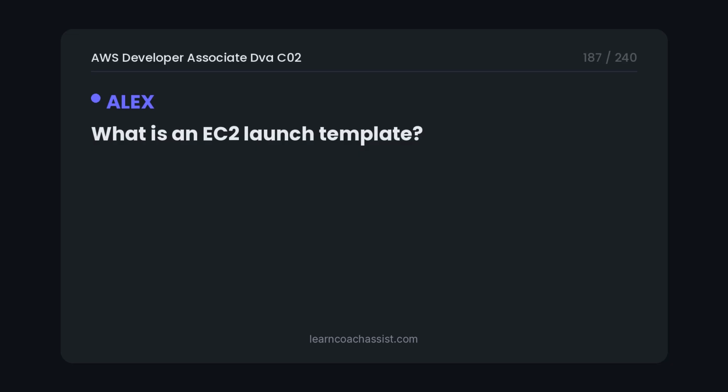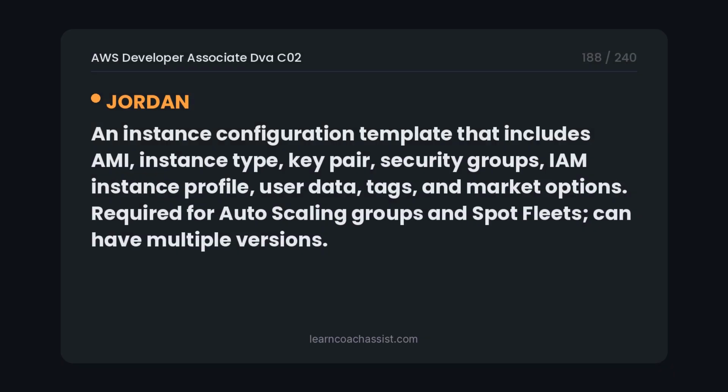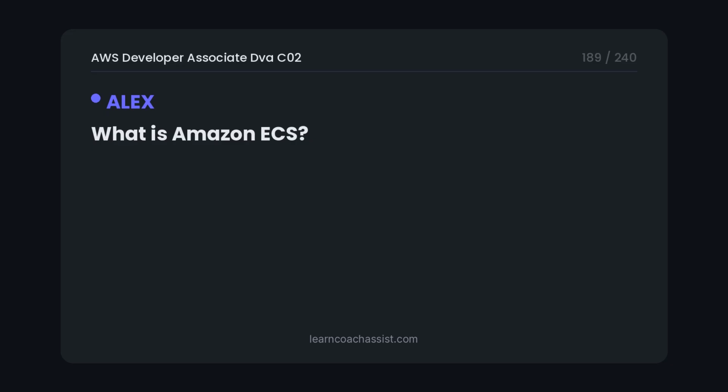What is an EC2 launch template? An instance configuration template that includes AMI, instance type, key pair, security groups, IAM instance profile, user data, tags, and market options. Required for auto scaling groups and spot fleets, can have multiple versions. What is Amazon ECS?